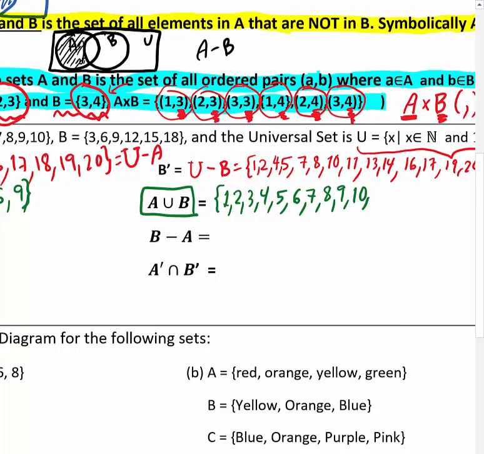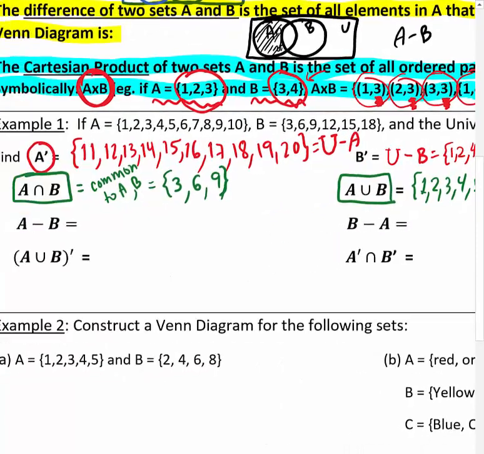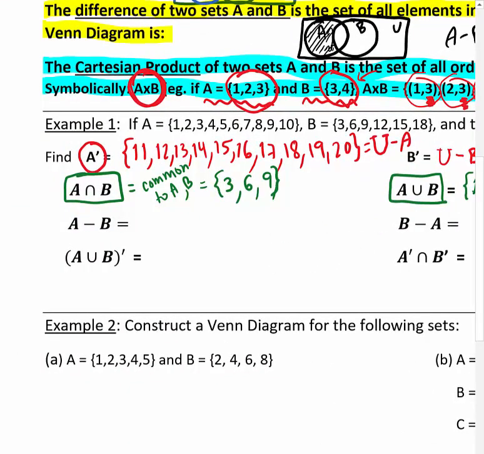B contains 3, but I already listed that. B contains 6, but I already listed that as well. B contains 9, but I listed that also. But what I'm missing is 12, 15. Those are the things in B that are not in A. I want to cut it off right here at 10. As long as you listed it once, you don't have to list it twice.